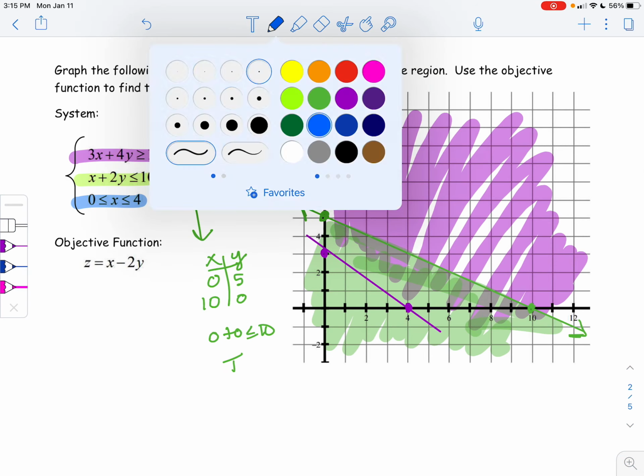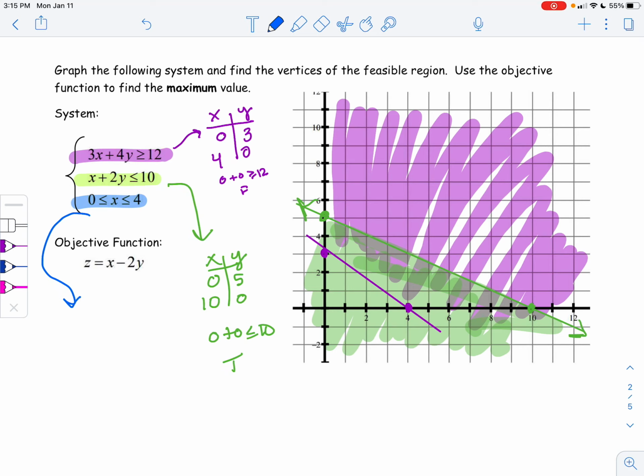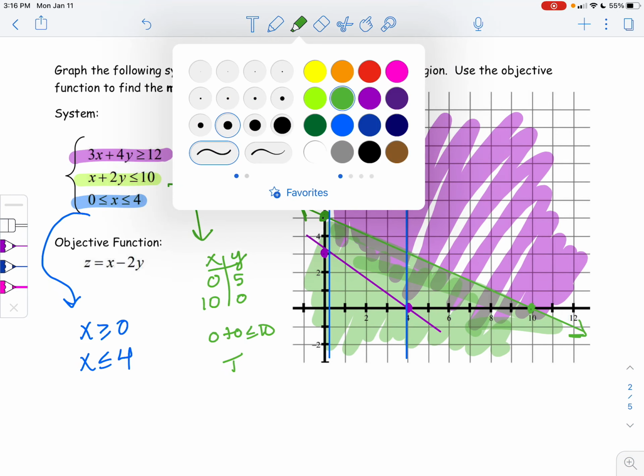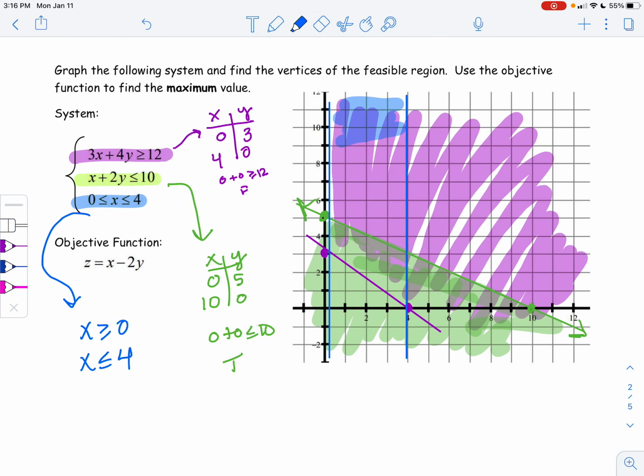Blue here is actually 2 equations. It's x greater than or equal to 0 and x less than or equal to 4. Okay, so there's 2 equations. So x greater than or equal to 0, that should be right on the 0, but we're going to pretend that it is. That should be right on the 4. And I would shade in between these two because we talked about compound inequalities at one point.